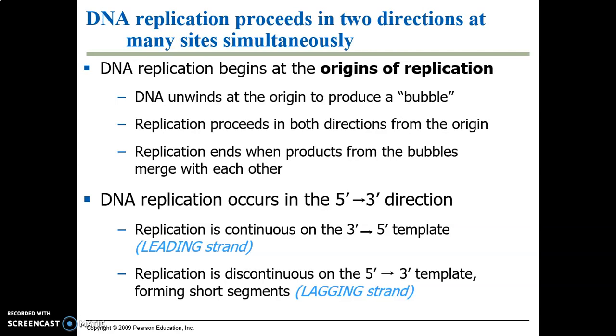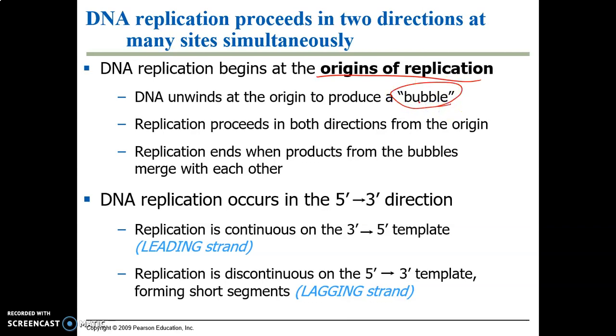So DNA replication is going to start at these locations called the origins of replication. They're just little spots all the way along the DNA double helix that will open up and allow DNA replication to begin. When that DNA unwinds at the origin, we call that the replication bubble.